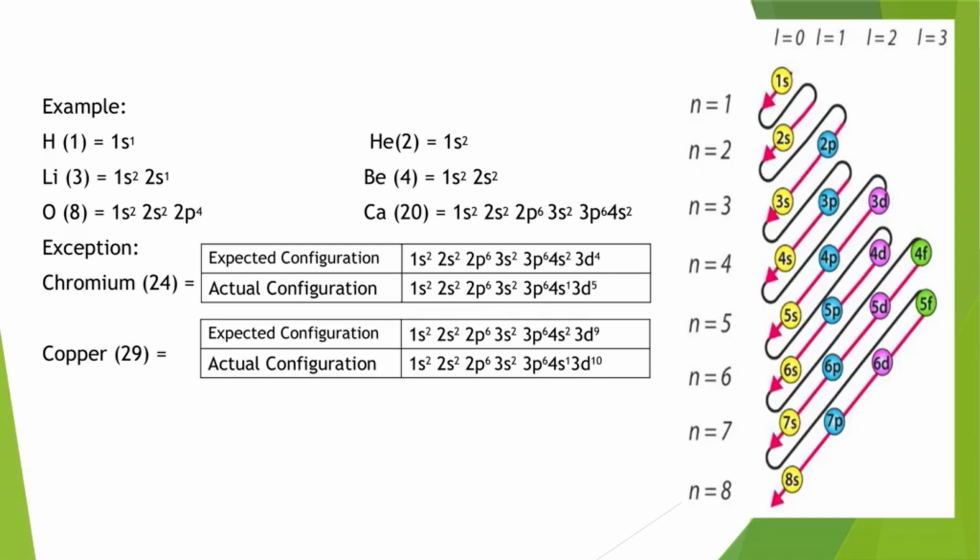Because in normal conditions, the electron configuration comes as 1s2, 2s2, 2p6, 3s2, 3p6, 4s2, and 3d9. But 9 is nearest to 10, which is the complete capacity of the D subshell. So from the S, 1 electron is transferred and it becomes D10, which is more stable. In this way we write the electronic configuration of various subshells.